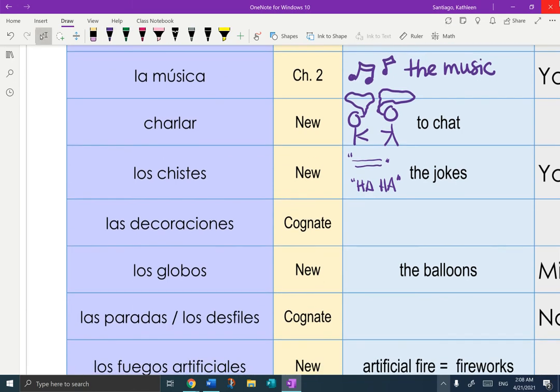Las decoraciones. Okay, so that is a cognate. And when I think about decoraciones, I always think about streamers, right? If this box were my party, I might have some tissue paper streamers and have them come down around the edge. Maybe I have some streamer flowers if I was in Mexico. So getting ready for a fiesta with some big flowers. Okay, so decoraciones, the decorations.